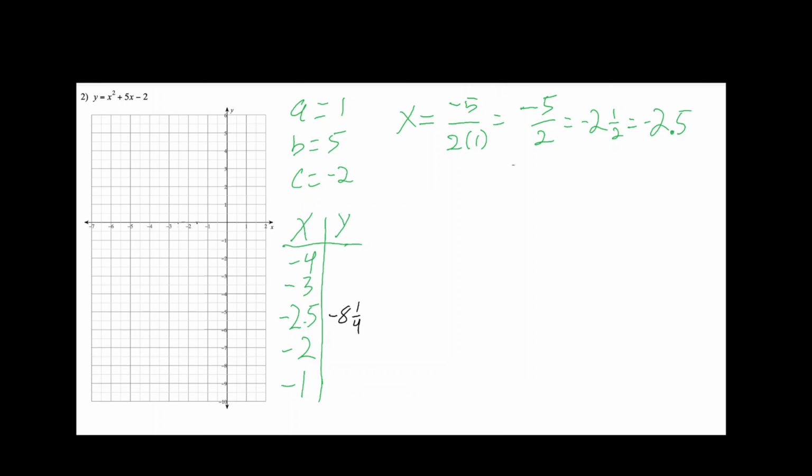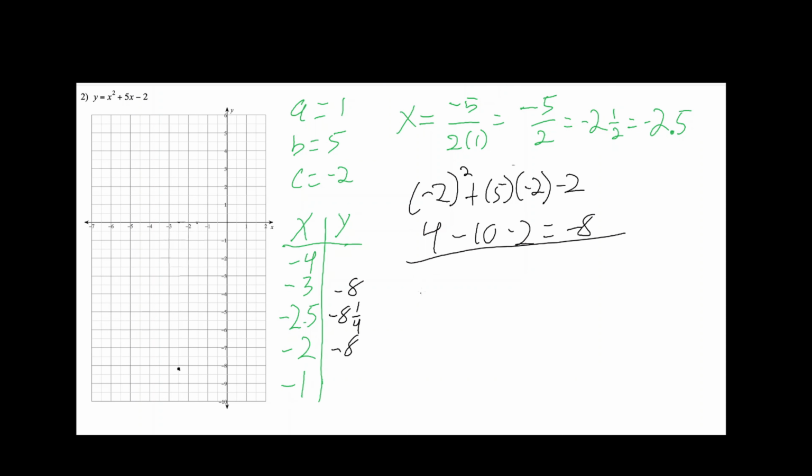So we get -2 squared plus 5 times -2 minus 2. So we get 4 minus 10 minus 2, end up with -8. So when x equals -2, we get -8. And now let's plug -1 in. So we get -1 squared plus 5 times -1 minus 2. End up with 1 minus 5 minus 2. And we get -6 there.